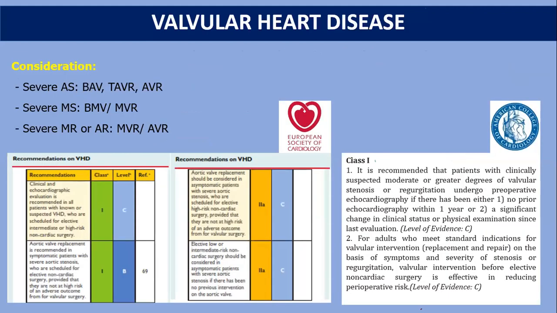But consideration should be paid to those patients who are symptomatic, like severe aortic stenosis symptoms: consideration about balloon aortic valvulotomy or TAVI or aortic valve replacement. What is appropriate for the patient? With a patient with symptomatic severe MS, consider balloon mitral valvulotomy or MVR. If the patient has got a severe degree of mitral regurgitation or aortic regurgitation with dilated LV, declining LVF, consider first MVR or AVR and then go to surgery.